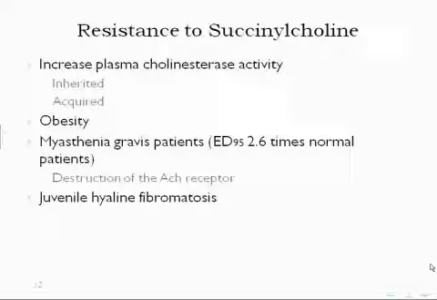Okay? So somebody who's myasthenic is very sensitive to the non-depolarizers, but is exquisitely resistant to the depolarizers. Okay? The depolarizers just don't work. There's not enough receptors to cause depolarization of the muscle and cause the activity. And the other thing you'll also see in some people is tremendous fibrosis of these actual membranes, which basically decreases the receptor count, as in juvenile hyaline fibromatosis.